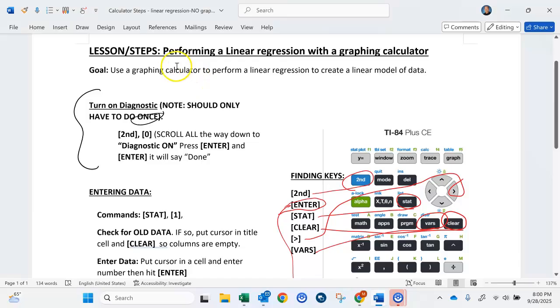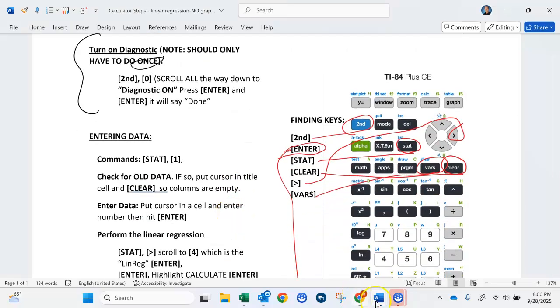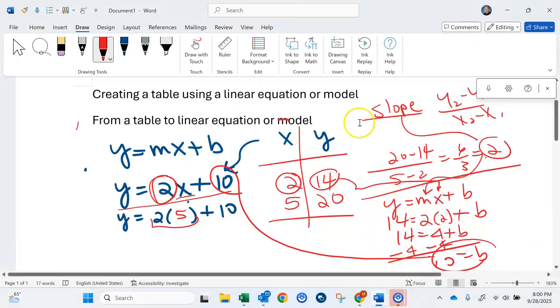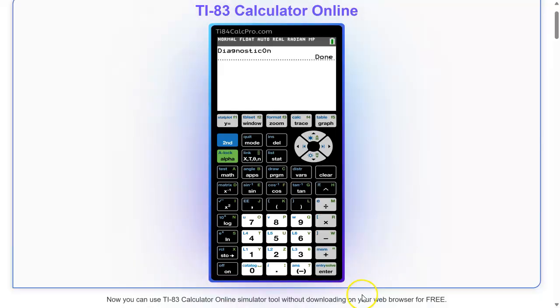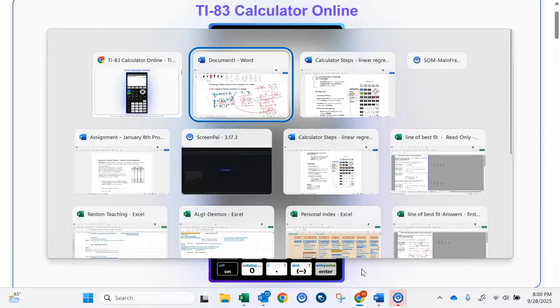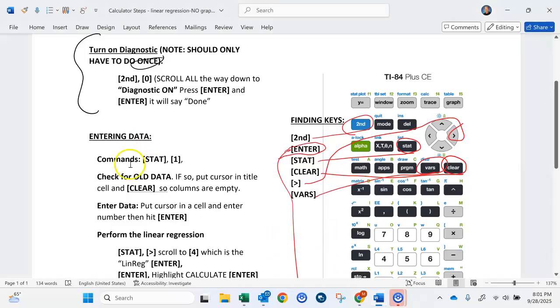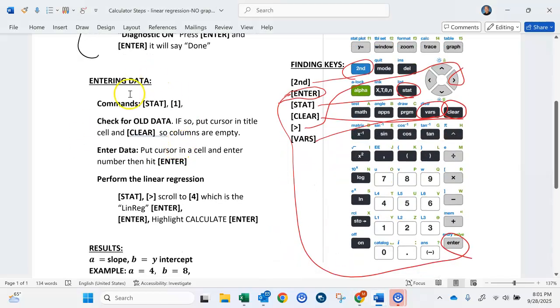Okay, the next step is now what we're going to do is we're going to enter in the data from over here. Okay, so that's the next step that we're going to do. Okay, we're going to go here. So the first thing we're going to do is we're going to see how these brackets are here. That's telling you those are the keys you hit. So the commands are stat and 1. We're going to hit stat and 1.